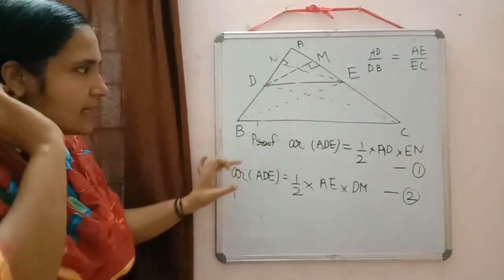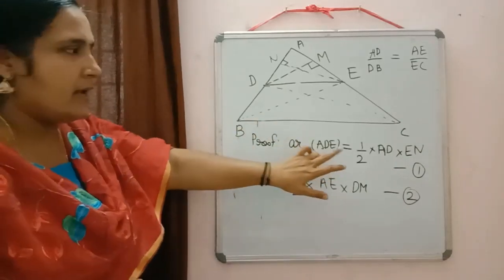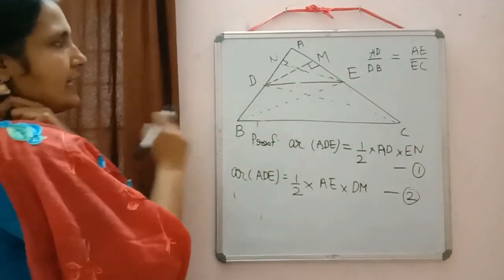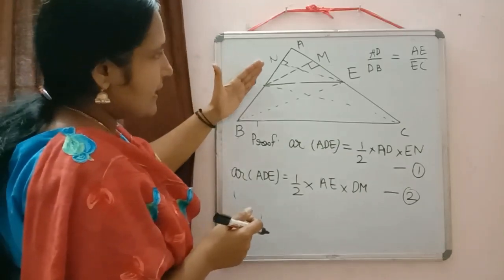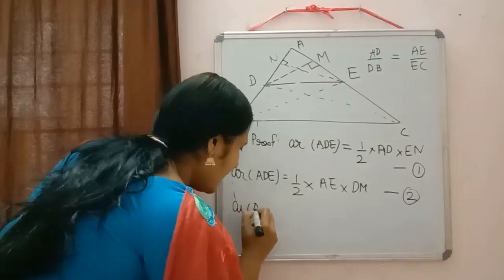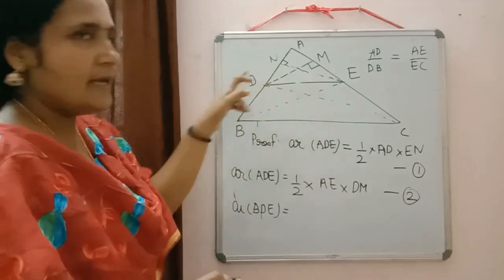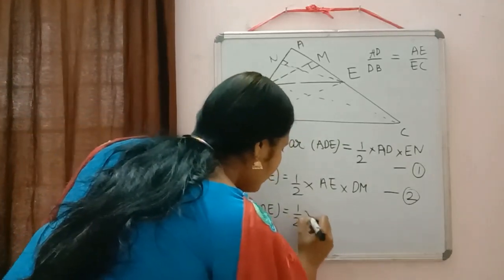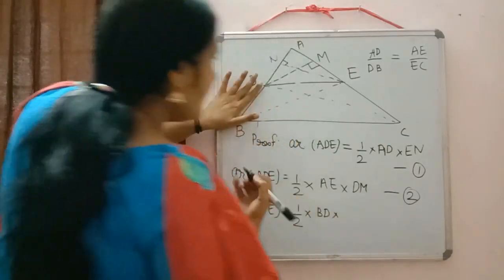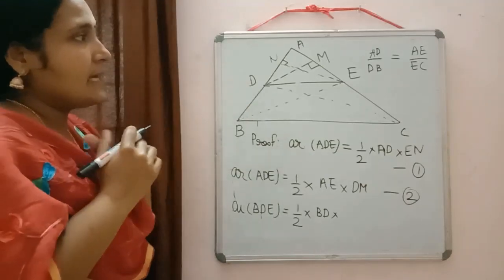So I think these two are clear to you. How did I write them? I used the concept of area of triangle: half into base into height. Now we will check here. Next we want the side BD, so we will write the area of triangle BDE. Here also we have half into, our base is equal to BD. But here we don't have the perpendicular line segment.